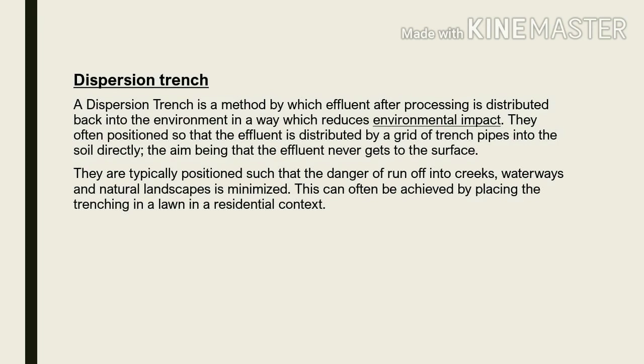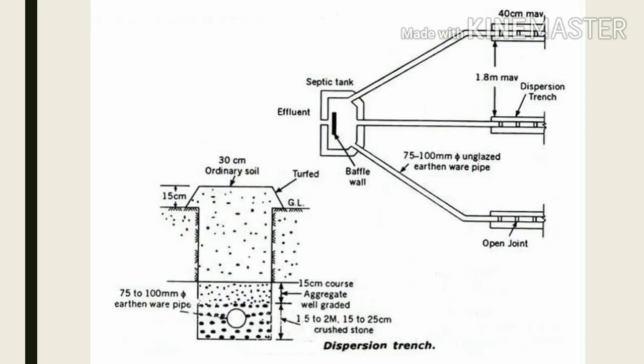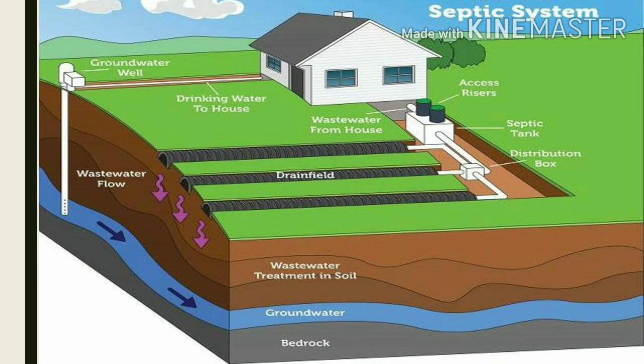They will typically be positioned such that the danger of runoff into creeks, waterways and natural landscape is minimized. This can often be achieved by placing the trenching in a lawn in a residential context. There is a dispersion trench in this figure, showing how the effluent from the septic tank is deposited from the residential building.